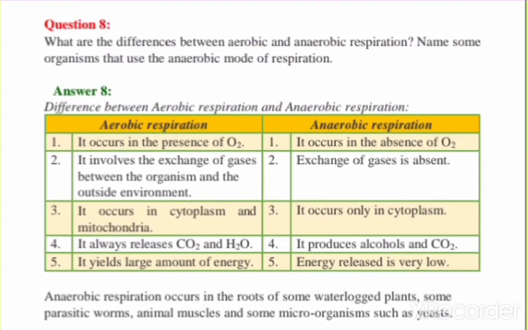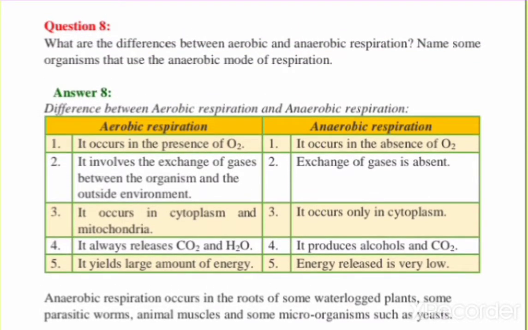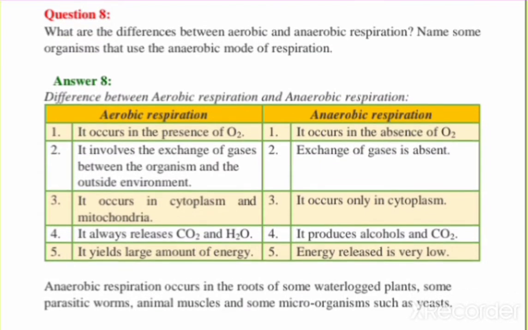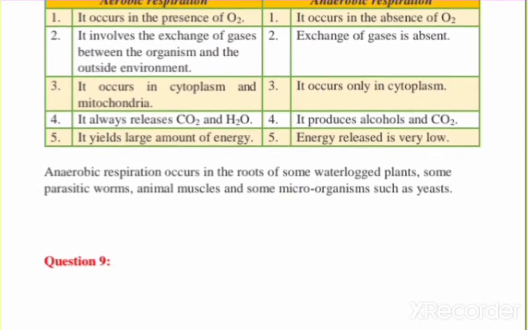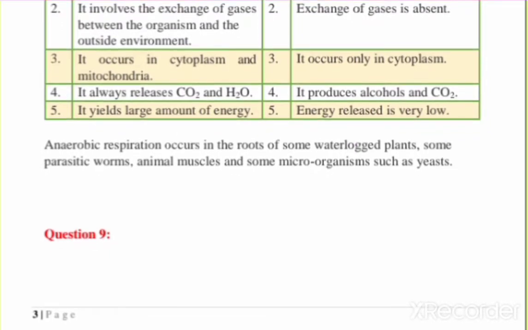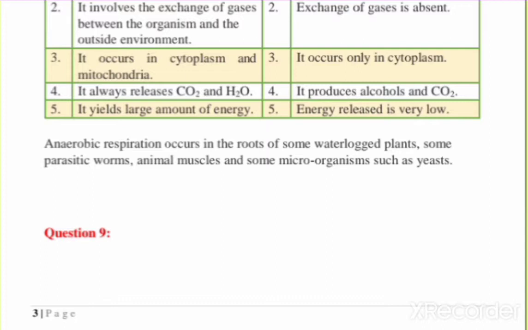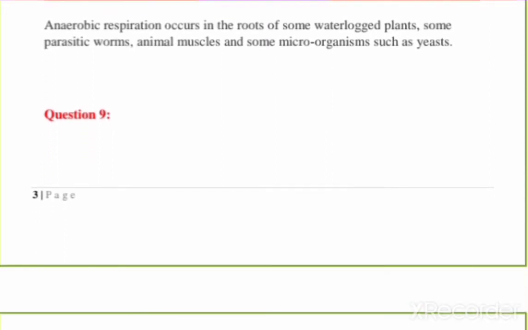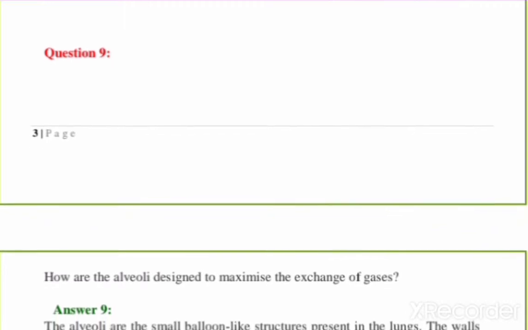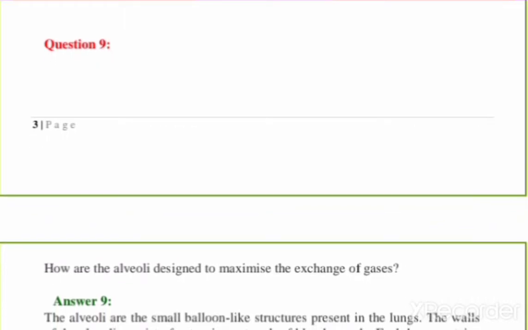Now you have the sub-topic of this question: name some organisms that use the anaerobic mode of respiration. Anaerobic respiration is mostly present in parasitic worms, animal muscles, and some microorganisms such as yeast. In these cases, anaerobic respiration is present. Now you have the ninth question.